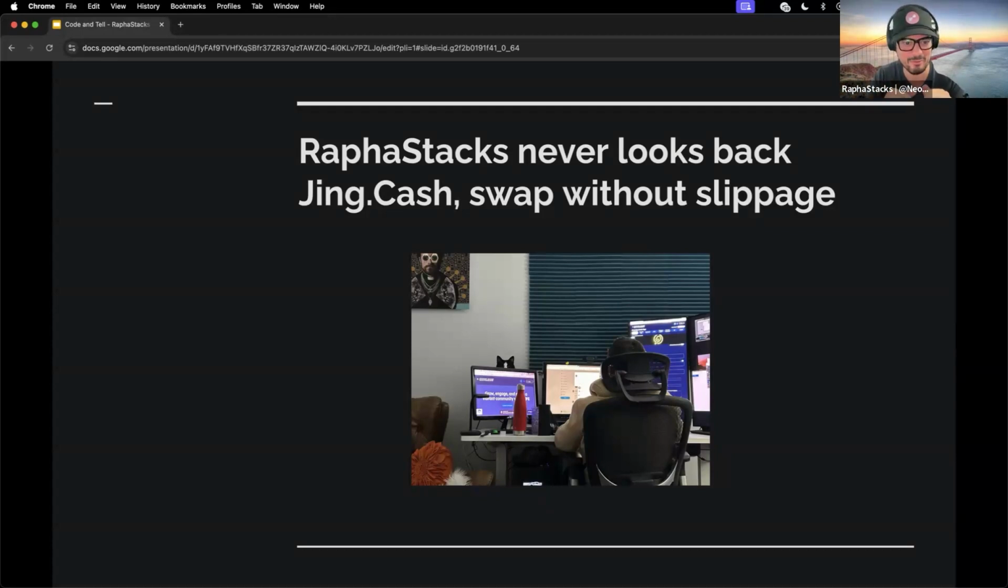If you want to swap from Bitcoin to Stacks, Jing.Cash is currently being built on factory.fund, just to share my progress with everyone. So you can go there, but it's soon to be audited and live on mainnet. Amazing. So it is accessible as of now, but it is in the process of being audited and soon to be live on mainnet. Okay, fantastic.